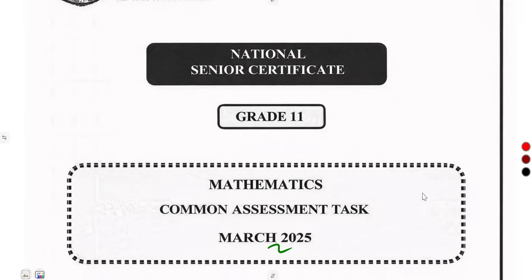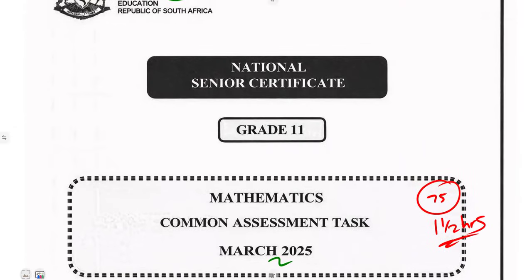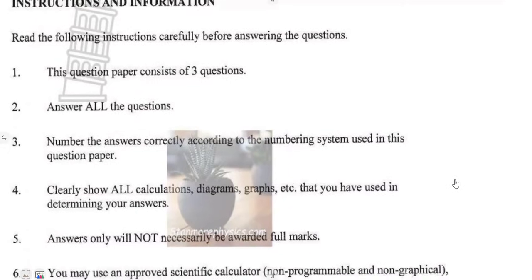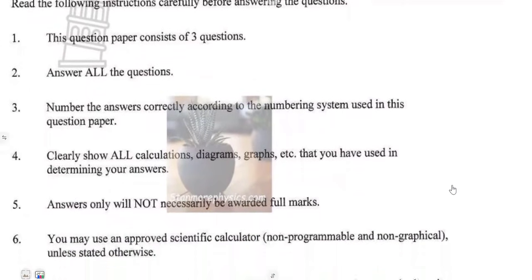It was 75 marks and 1.5 hours was required for you to write everything. So make sure that you go through the instructions.